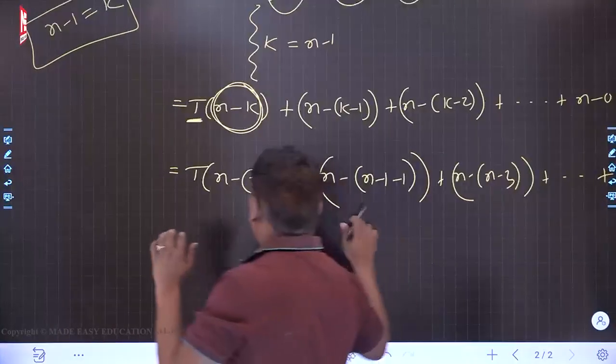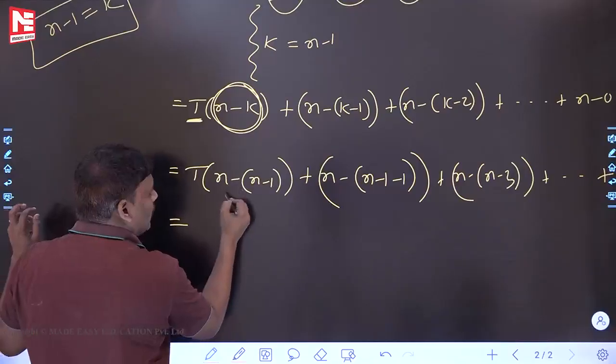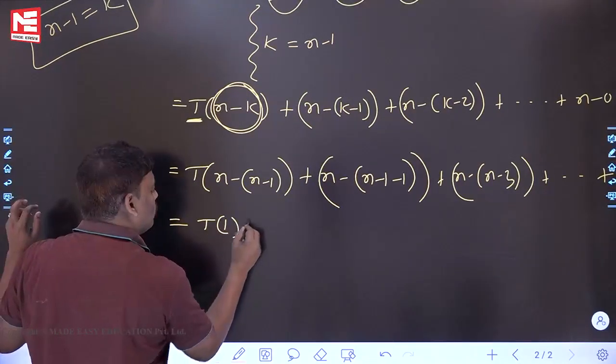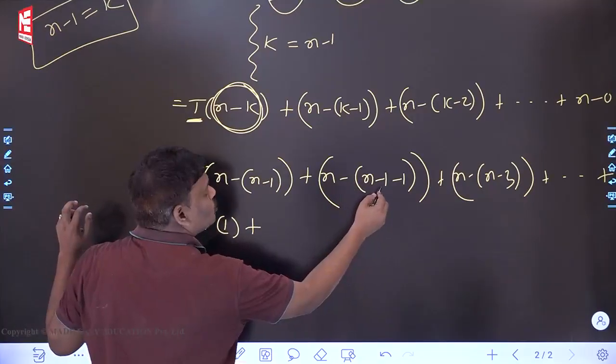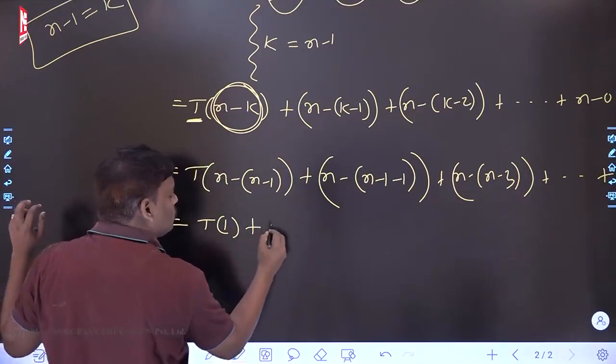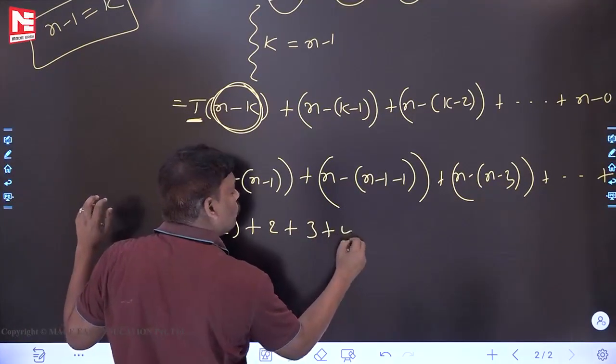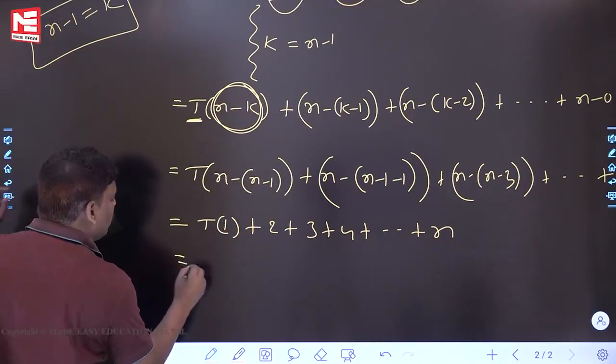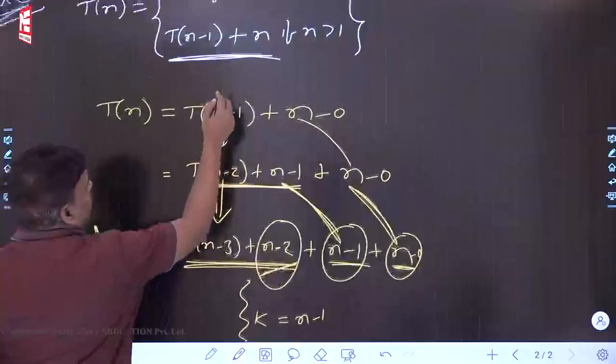Now, let's see. What is the story here? I think n cancels, minus 1 plus 1 becomes 1. It will become T1. Next one, n cancels, minus of minus 2 becomes 2. Next one, 3. Next one, 4. And so on. Lastly, n. Next one, what is the T1? See the termination condition.